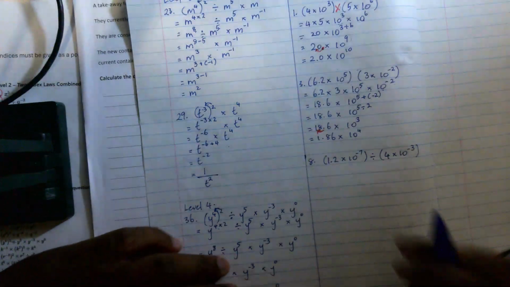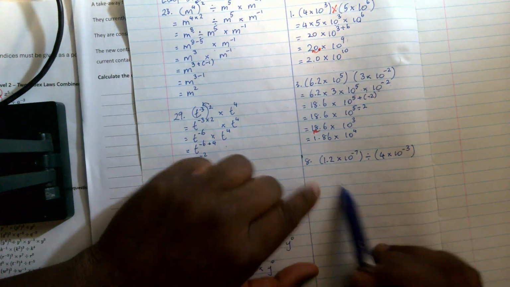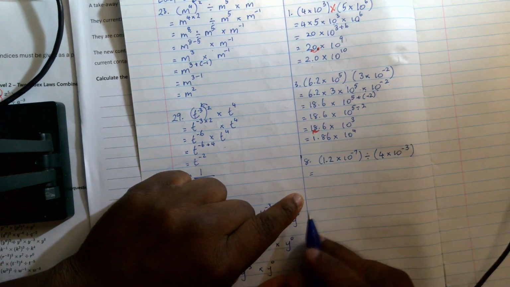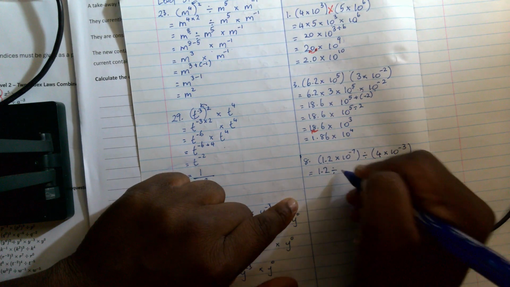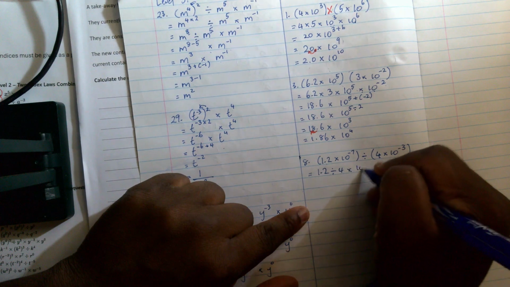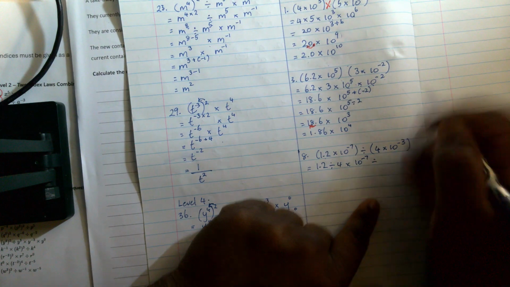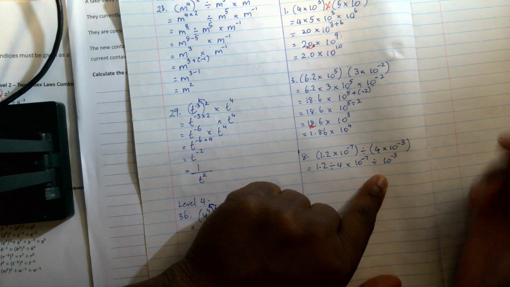Anyways, back to the maths. We've got this question. We're going to divide like terms. So we've got 1.2 divided by 4 times 10 to the negative 7, divided by 10 to the negative 3rd.